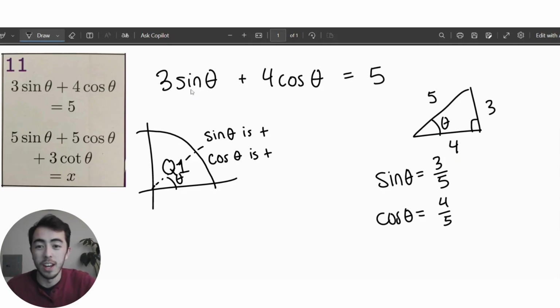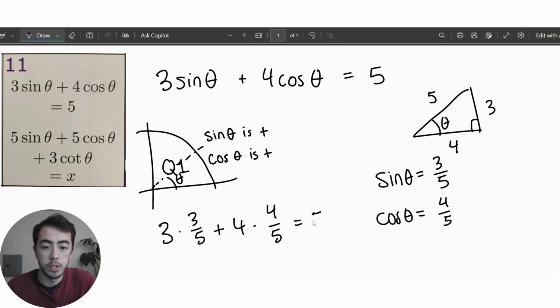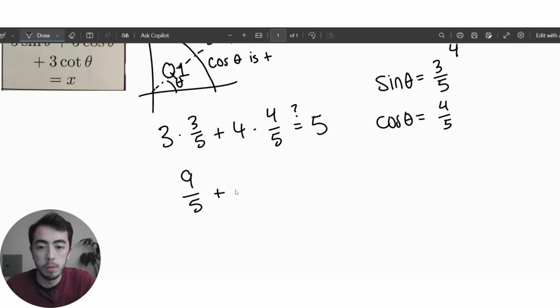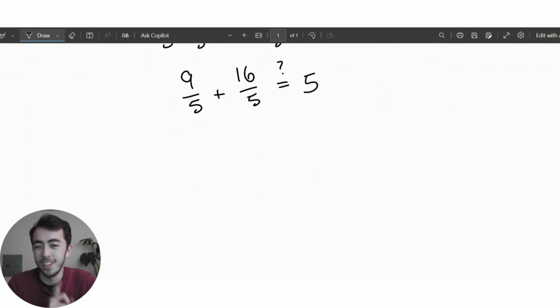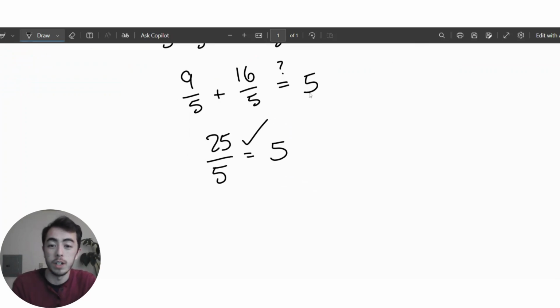I guess I could try it out. If I do some substitution here, I can replace the sine of theta with 3/5, and I can replace this cosine theta with 4/5. And I'm checking to see if this is equal to 5. This is 9/5 plus 16/5 is equal to 5. I'm still not quite sure, but actually now I am. 9 plus 16 is 25, divided by 5 is 5. This is something I know for sure.